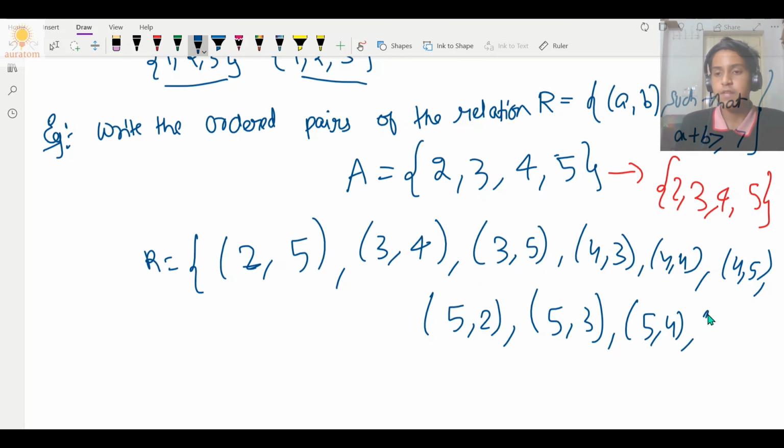We can also take 5 and 5, because when we take 5 here and add it with these elements, in every case the sum is going to be greater than or equal to 7, right? So these are all the ordered pairs which satisfy this relation from A to itself, A to A, right? So this was the solution to this question, and now let's do a summary of what we have learned today.